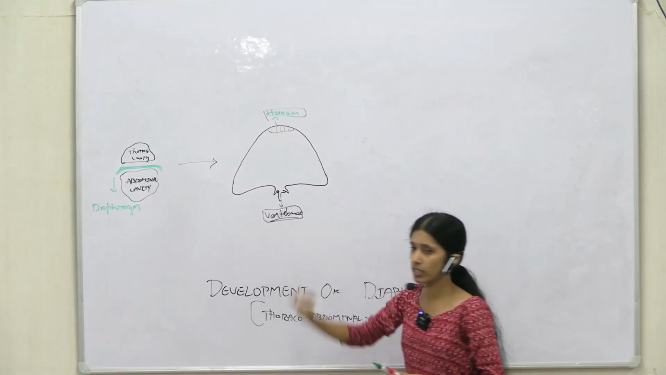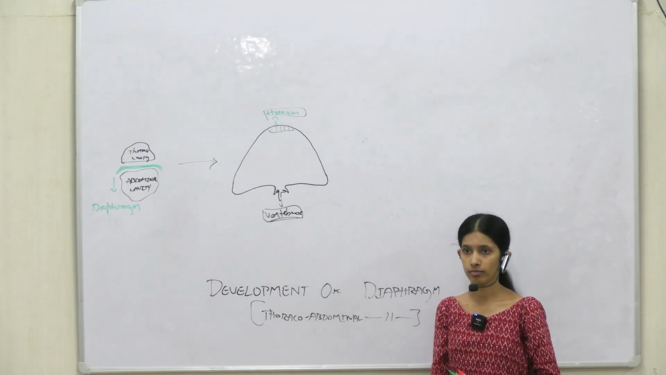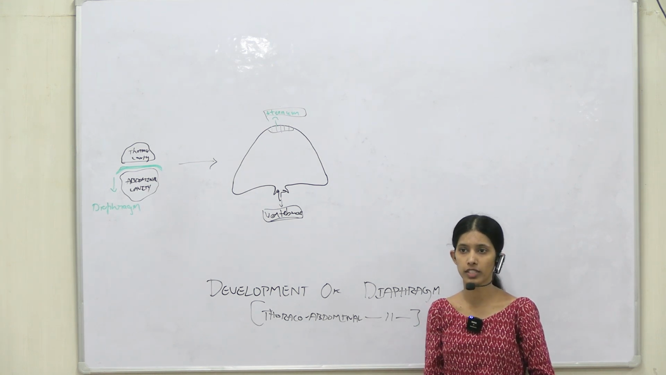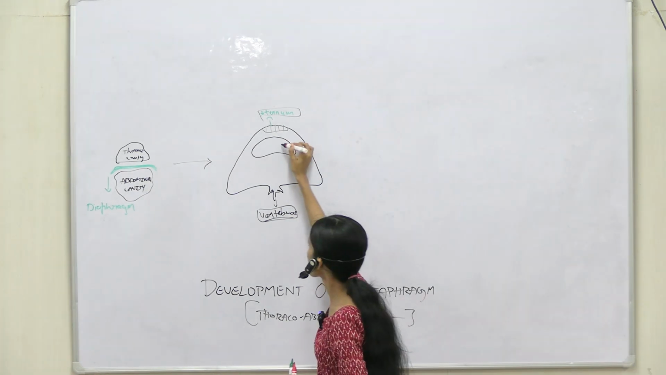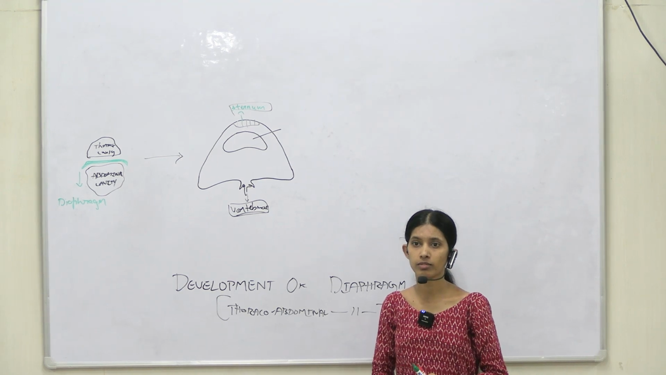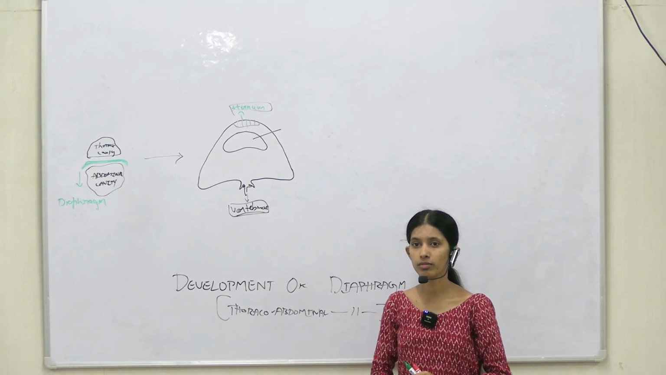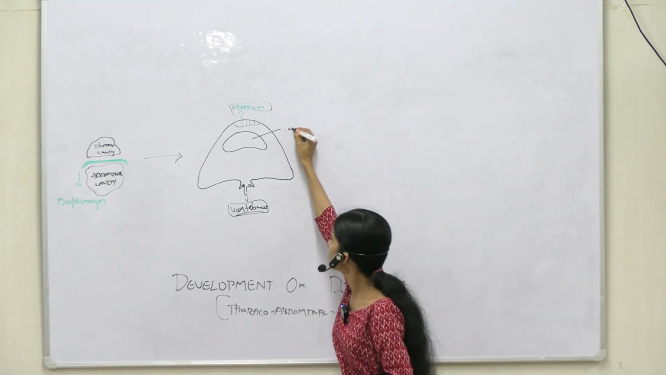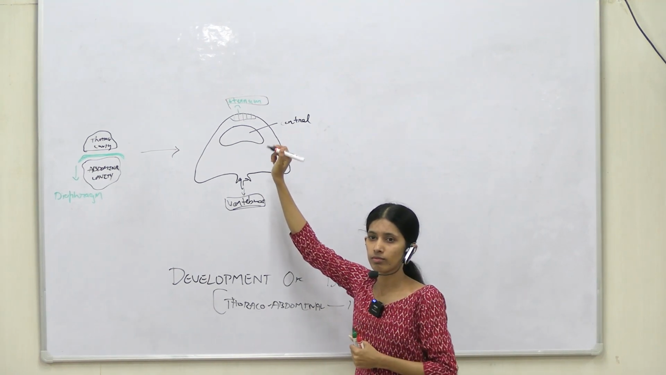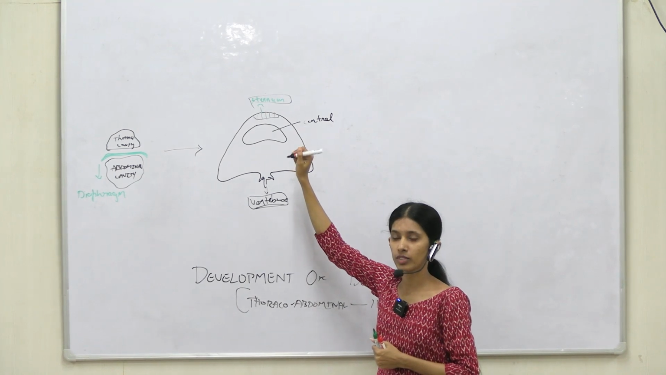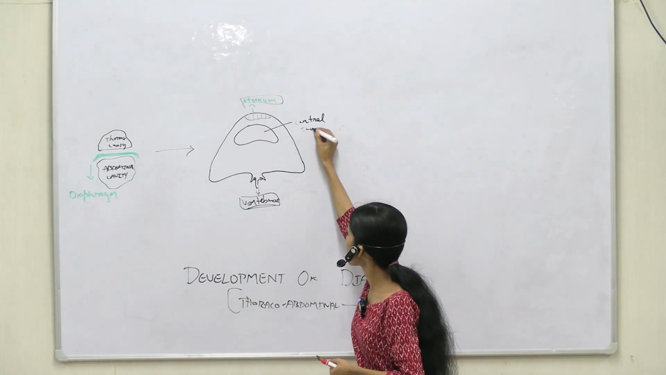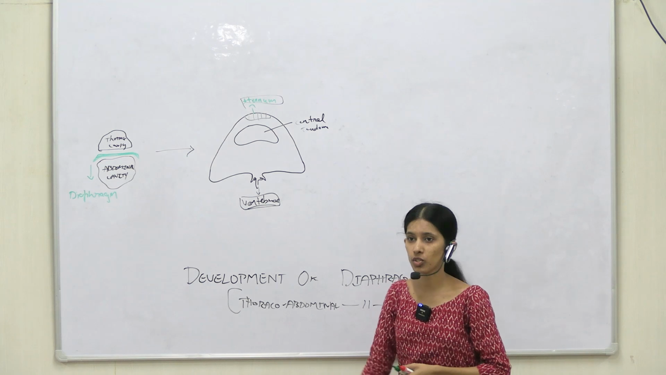What are the other structures we see in the diaphragm? What are the other important structures we see in the diaphragm? What is this structure called? Central tendon. Okay. Central tendon. What are the other structures we see?